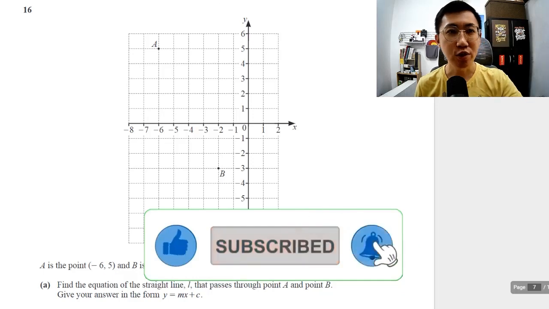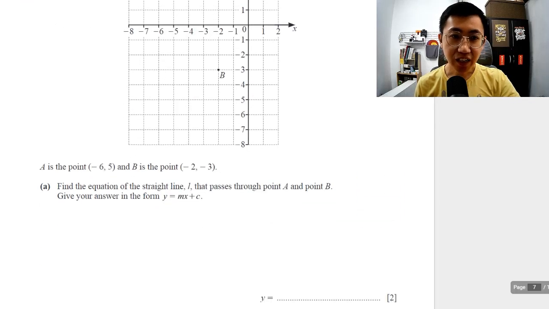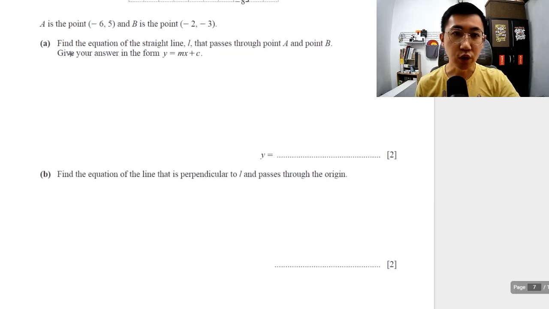Okay, so let's proceed with question 16 right now. They give you this Cartesian plane and they have 2 points, A and B. Find the equation that passes through point A and point B. Give your answer in the form y equals to mx plus c.